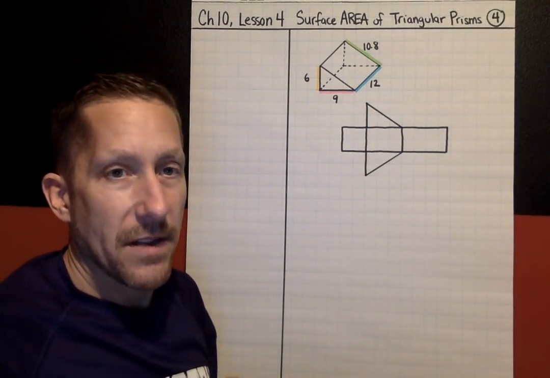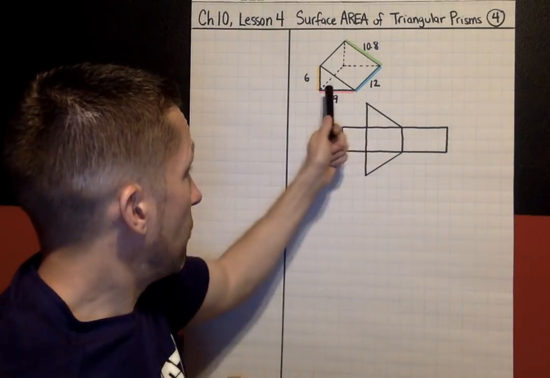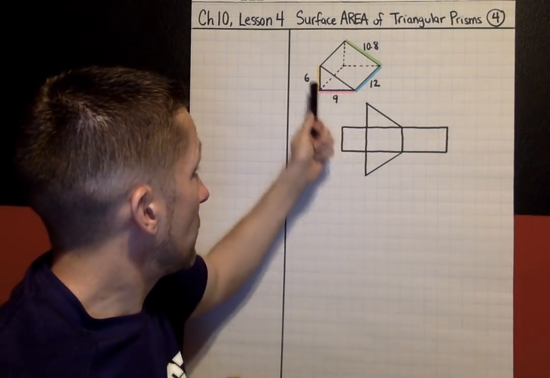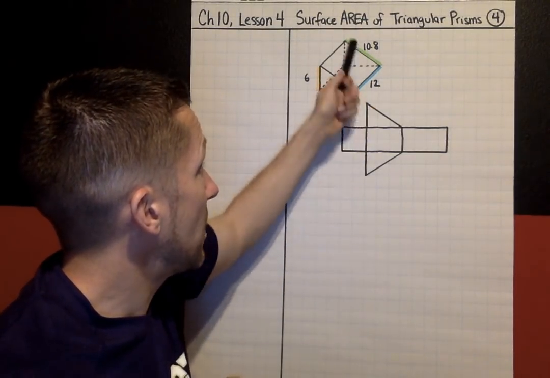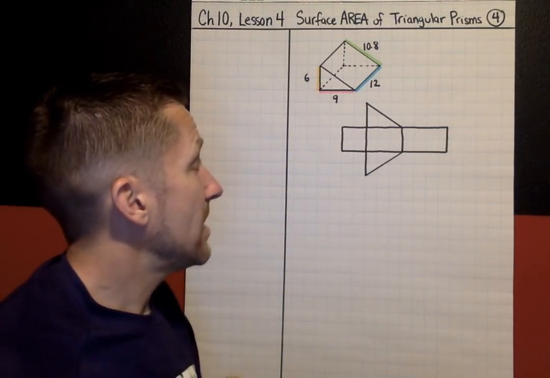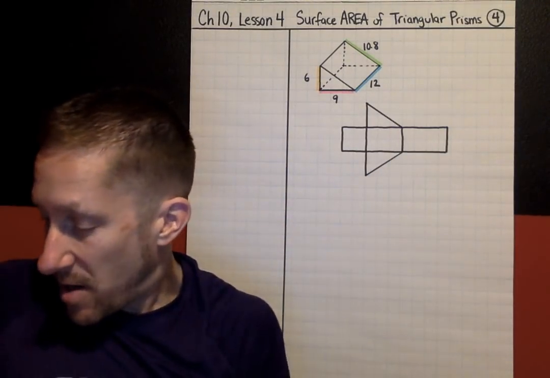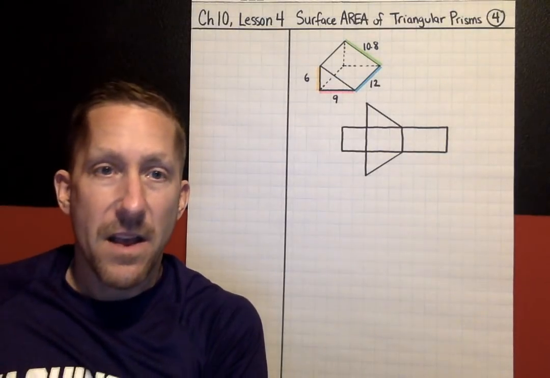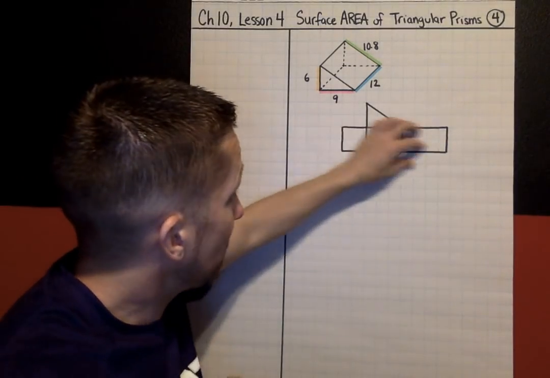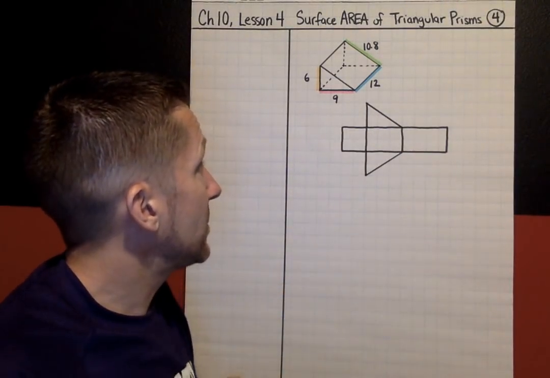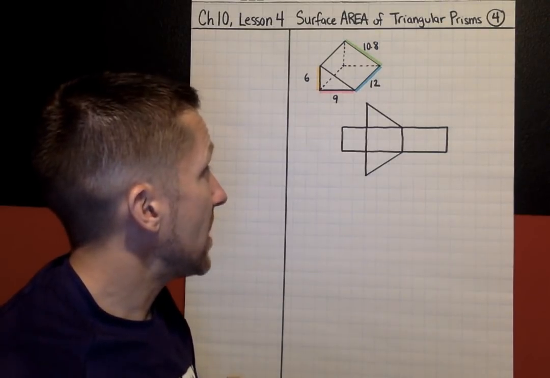Now the tricky part is where's this 9 go? Where's the 6 go? Where's the 12? Where's the 10.8? That's the hardest part. So you should really use some color, and if you want to sketch out these flat patterns to help your thinking, you sure can.